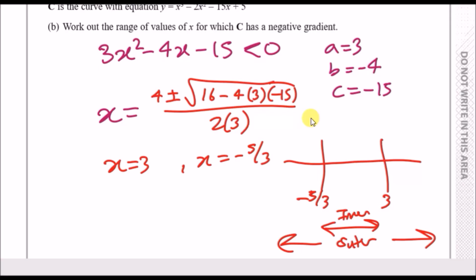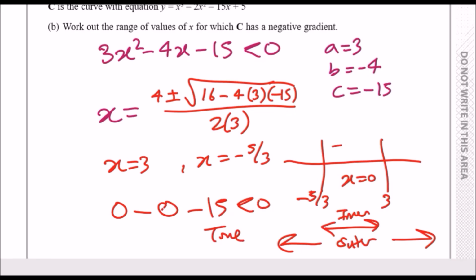All you do is pick a value between minus 5 over 3 and 3. So I'm going to pick when x is 0. I'm going to see what happens when x is 0. If I plug 0 into this equation here, do I get a value less than 0? Well, let's see. I put 0 here, so we have 0, minus 4 times 0 is 0, minus 15. And minus 15 is less than 0, so it's true. So this part is true, meaning that the solutions are going to be inner, so it'll be between.